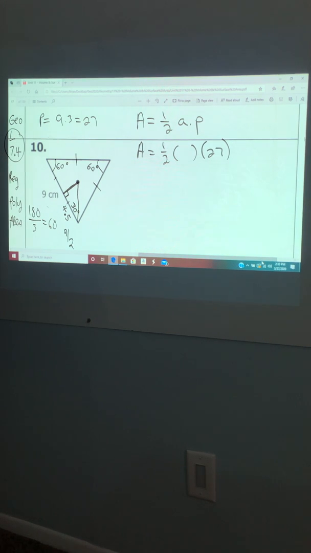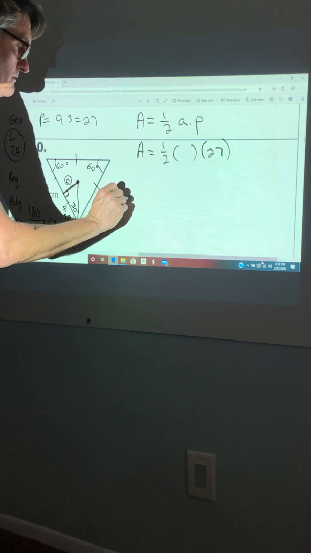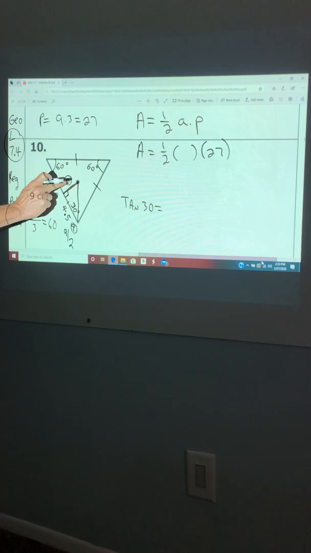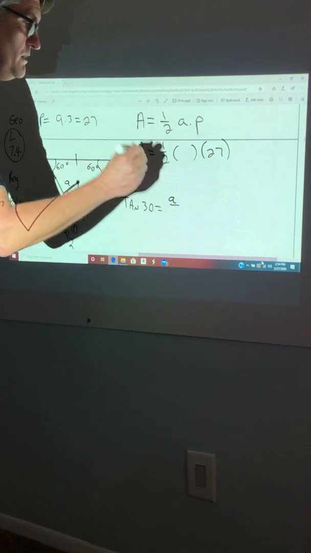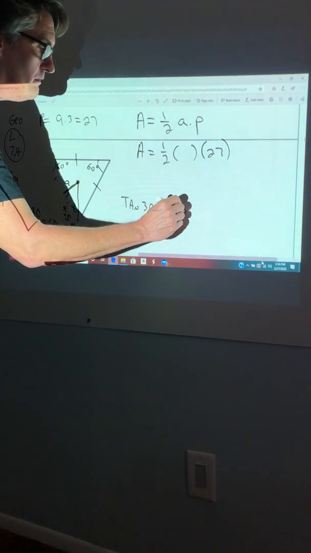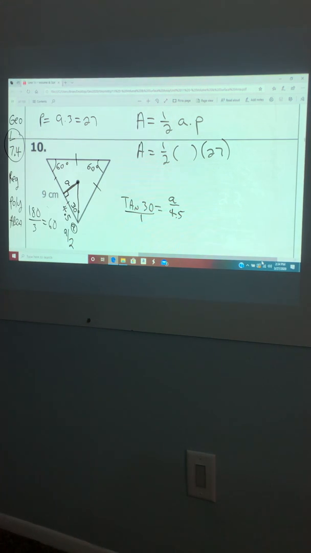And now it smells like trig. I need this side right here. Well, look, that's the opposite. 4.5 is the adjacent. What'd you say, Armani? Yes, that is tangent. So I'm going to write tangent of 30 degrees equals opposite, which we're calling A for apothem, over adjacent, which is 4.5. Then all we got to do is type this in and cross multiply.